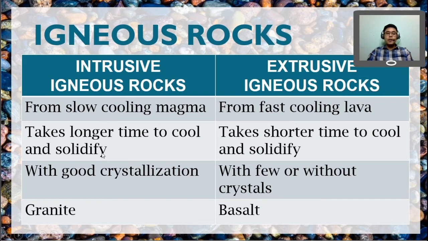And just like what I mentioned earlier, under the intrusive we have granite as the most abundant intrusive igneous rock, and for the extrusive igneous rock, we have basalt. So a clue there: IG, I for intrusive and G for granite. And for the extrusive, it's EB, Eat Bulaga, no? But so you won't be confused, we have the IG and EB. So those are the differences between the intrusive and extrusive igneous rocks.